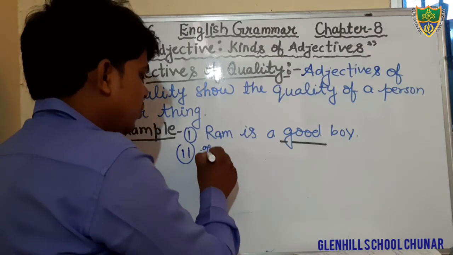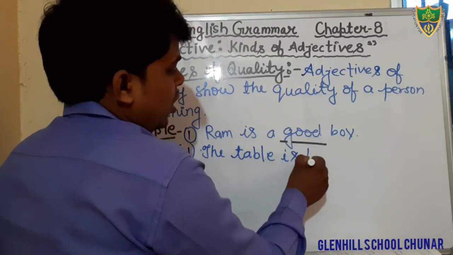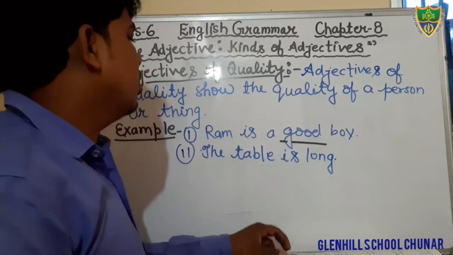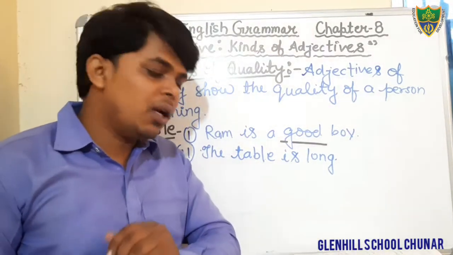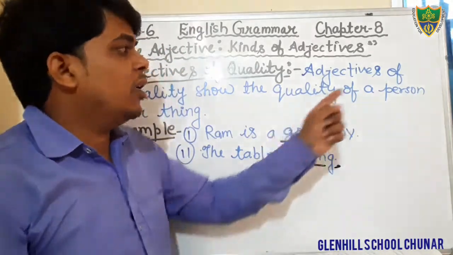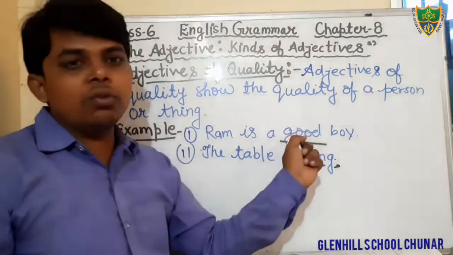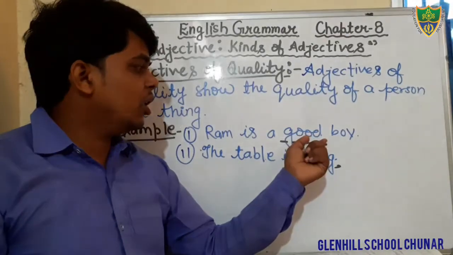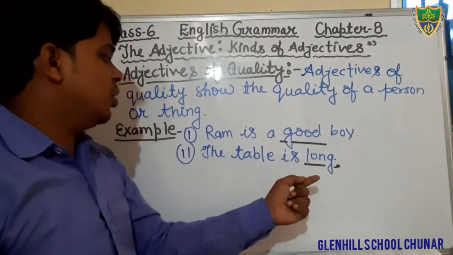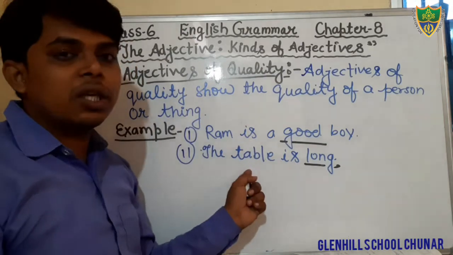The table is long. Just say, students, the table is long. What is the quality of that table? That is long. Okay, that is a thing. It is also written that it tells the quality of a person or thing. In the first sentence, the word good shows the quality of a person. In this sentence, it tells the quality of the thing, that is table.